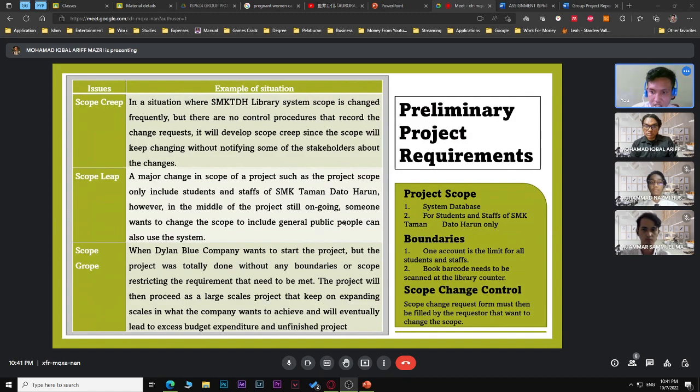And thirdly, scope group. When Dylan Blue Company wants to start a project, but the project is done without any boundaries or scope restricting the requirements that need to be met, the project will proceed as a large-scale project that keeps on expanding in what the company wants to achieve, and will eventually lead to excess budget expenditure and an unfinished project.